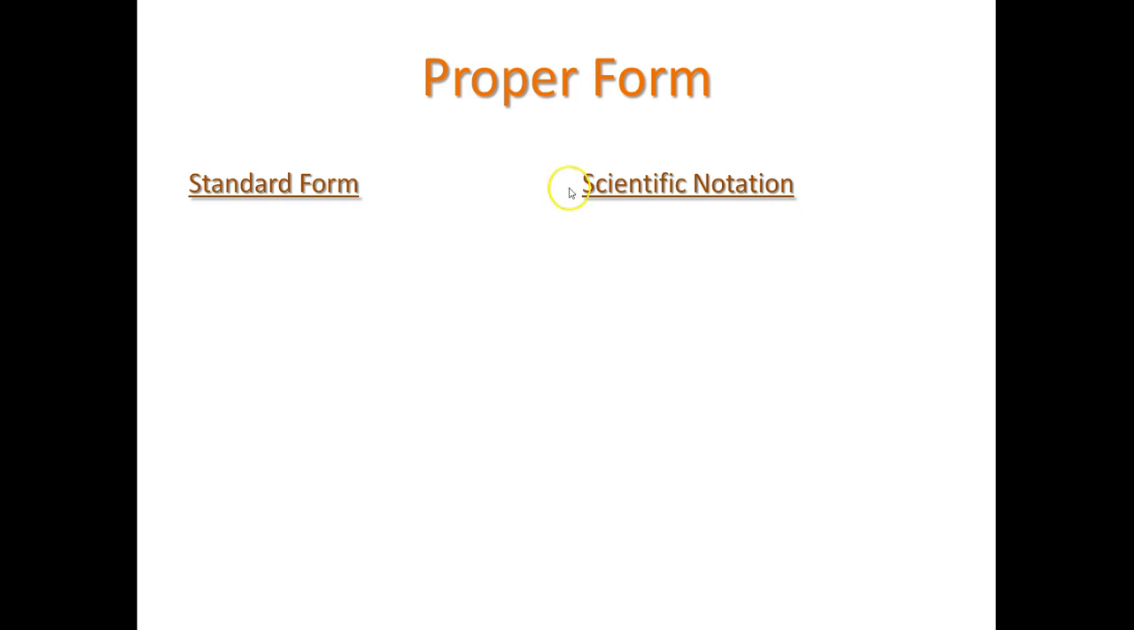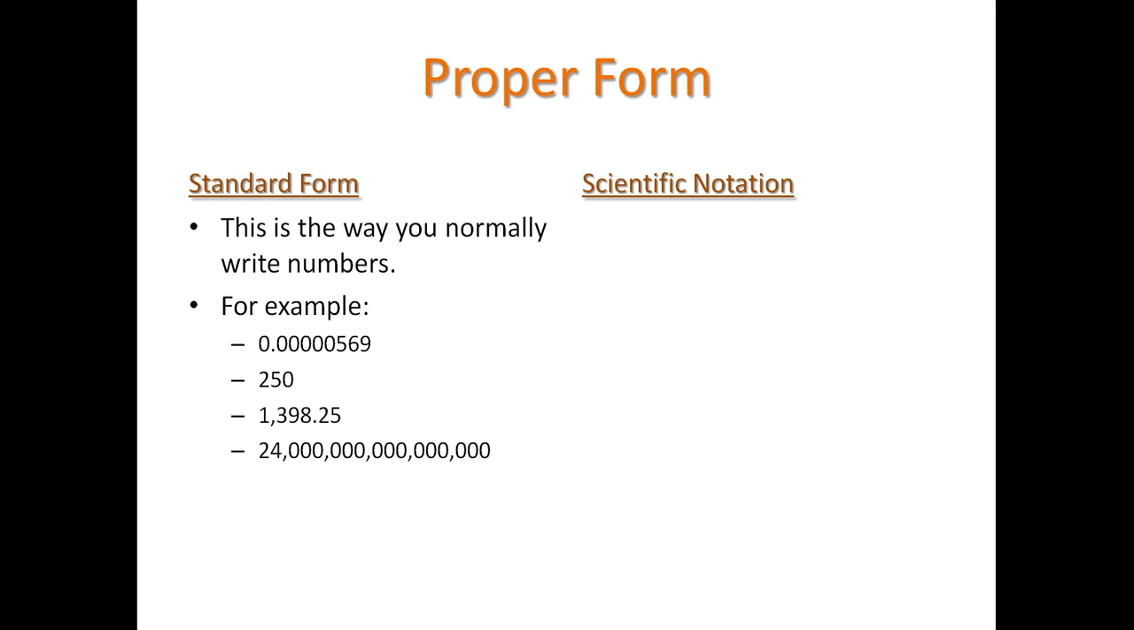Now, I've seen it written different ways: standard form. I've seen textbooks call it general form. Basically, it's how you normally write your numbers. This is how I'd write the decimal. That decimal. 250. That's how I'd write 1,398.25. Let's see here. This would be millions, billions, trillions, quadrillions. So we have 24 quadrillion.